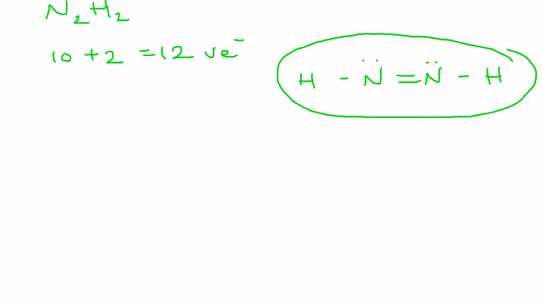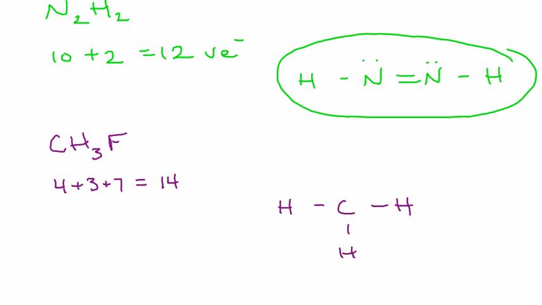I'll also do number 13 for you here. With 13 we've got CH3F, 1 carbon, 3 hydrogens, and a fluorine. So we've got 4 plus 3 plus 7 valence electrons. That gives us 14 to work with. Carbon's our central atom, with hydrogens and a fluorine around the outside.